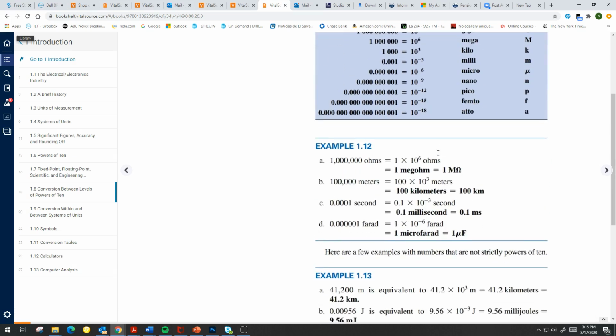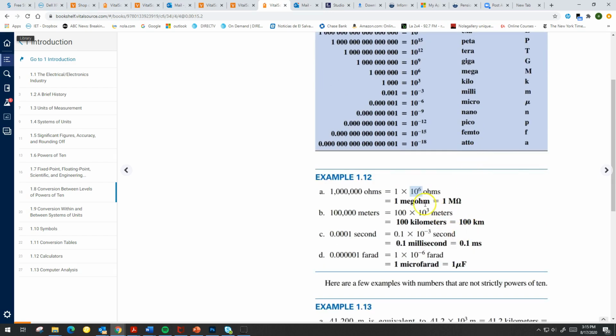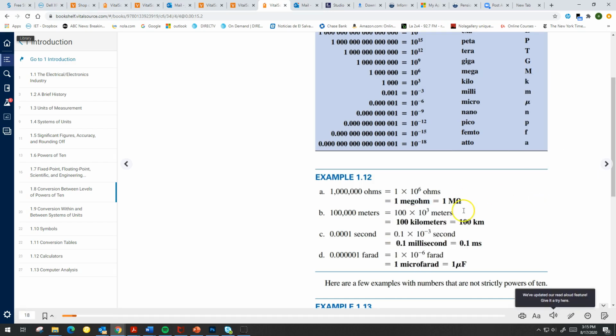Some examples here. We have 1 million ohms. We haven't talked about what ohms are, but ohms could be anything at this point. But we have 1 million of those, where 1 million is 1 times 10 to the 6. Well, 10 to the 6 is mega. So we really have 1 mega ohm, and we use capital M to write our answer. So notice that we're not really going to write answers like this.